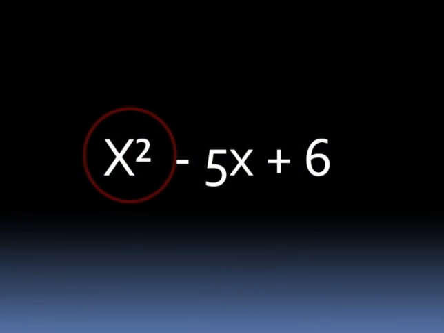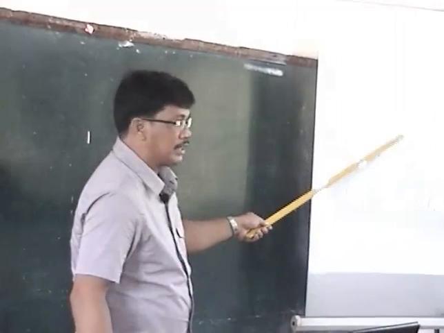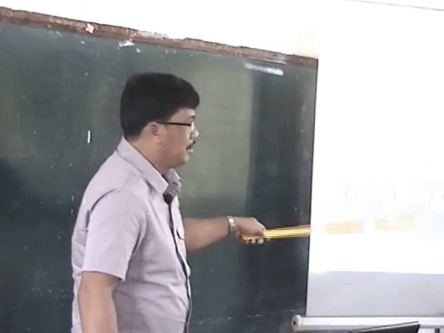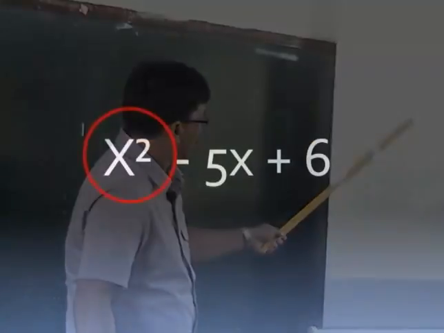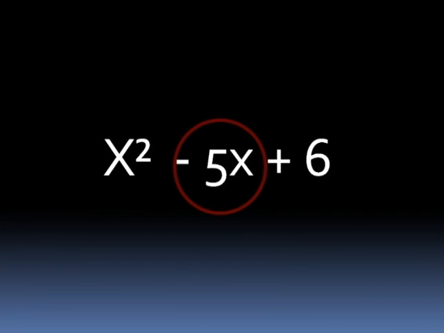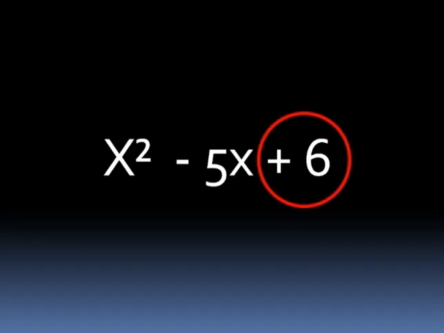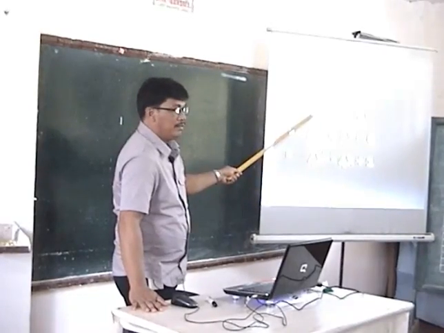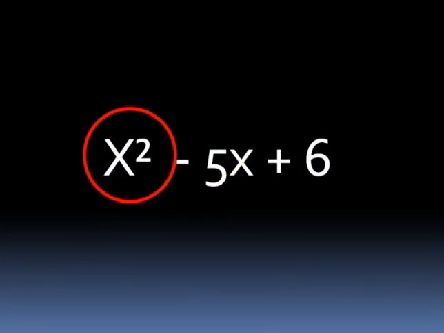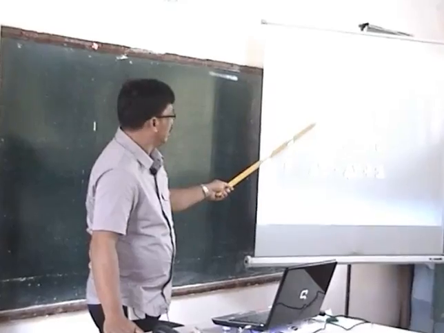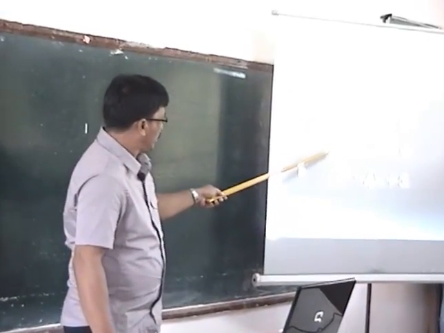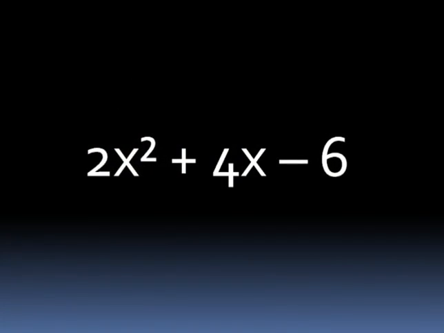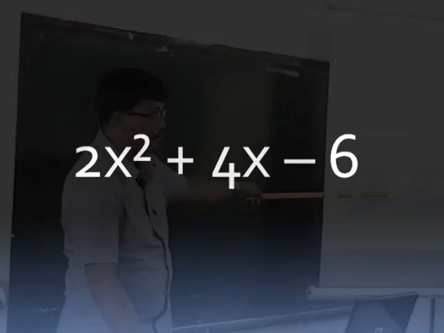This part or term is your A. Generally speaking, class, quadratic trinomials are expressed as ax squared plus bx plus c. So this is your A, this is your B, and this is your C. In here, your first term is 1, so no need to write 1 in here. It is understood that your coefficient of x squared here is 1. And of course, these terms, B is 2, and this one is 4.